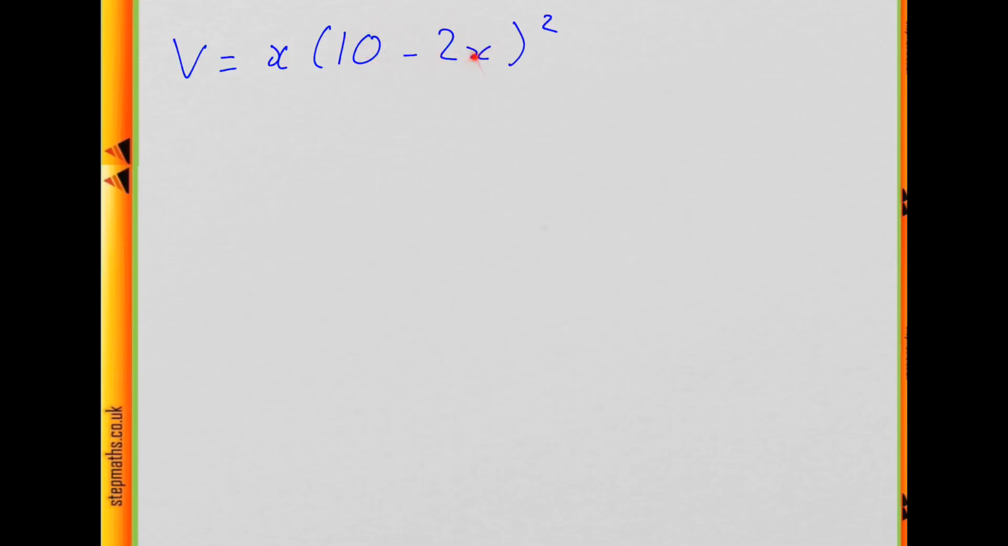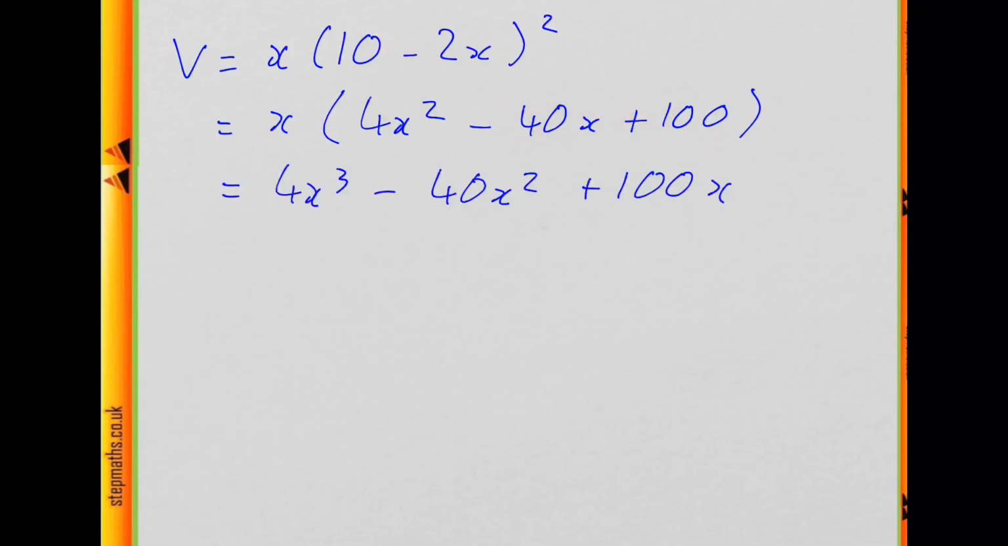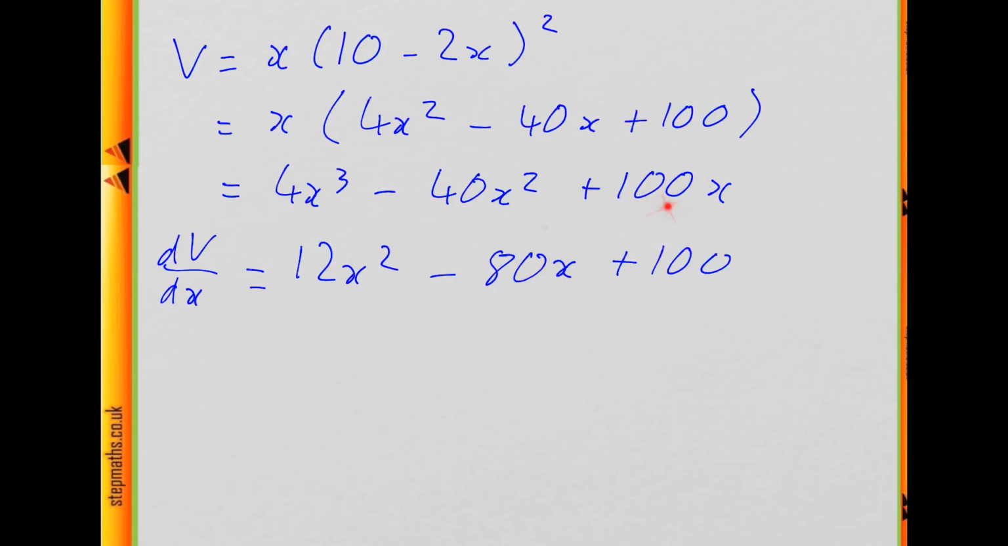One thing that's useful is it might be easier to think of this as 2x minus 10 in case you're used to dealing with x as the leading value. So this squares to 4x squared, then we get minus 2 times this, minus 40x, plus 10 squared is plus 100, and then we times it all by x, so we just put an x into each of those terms. And now we want to differentiate with respect to x. So I bring the 3 down, I get 12x squared, bring the 2 down, minus 80x, this just becomes plus 100.